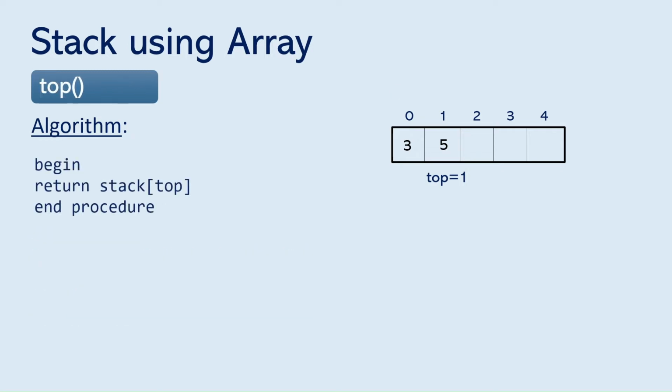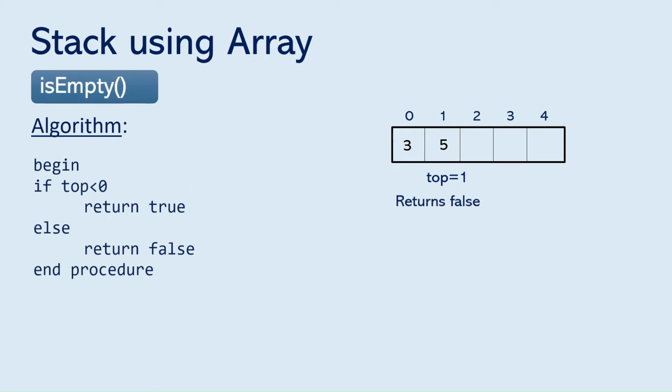Now let's see how top works. Top basically returns the stack of top, which is stack of 1 here, which is the top element of the stack which was inserted last. So here in this example, this function returns 5.